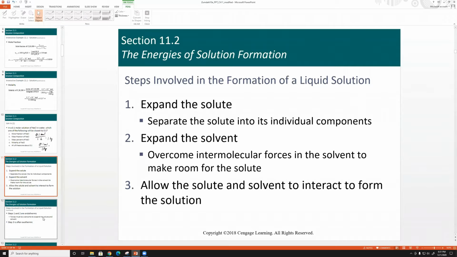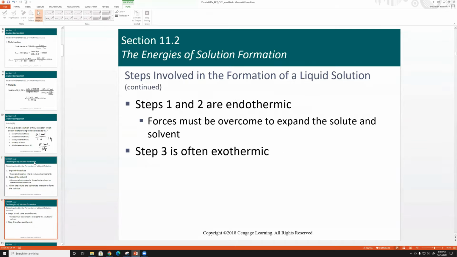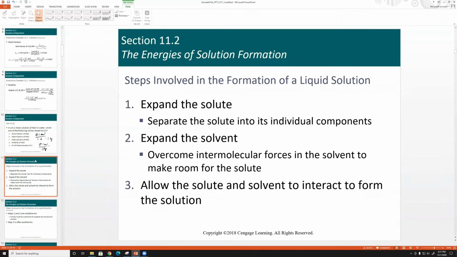Right, that's kind of obvious. Now, those steps are actually differentiated. Steps 1 and 2 are endothermic, because what you're doing is breaking bonds, right? You're expanding the solute, meaning separating the solute into its components. You are breaking ionic bonds in most cases, and you're breaking apart intermolecular forces of the solute. If you have a sugar crystal, you don't have ionic bonds in there, but there's something keeping the sugar crystal together. Those are dipole forces from the adjacent sugar molecules, and those have to be broken for it to dissolve.